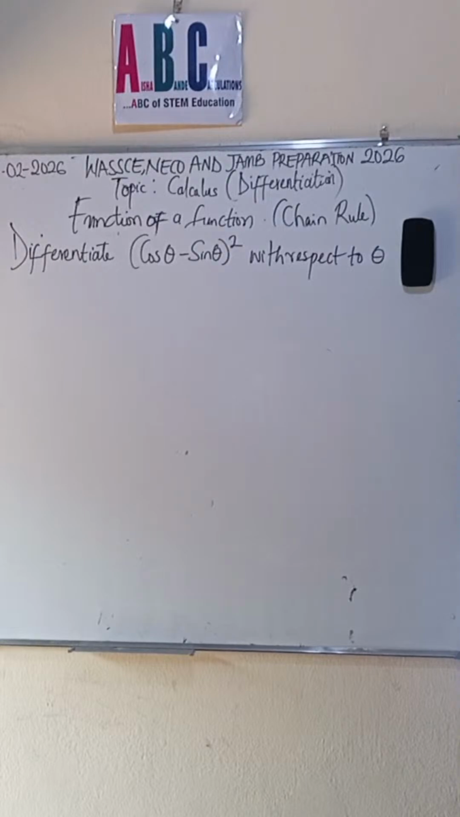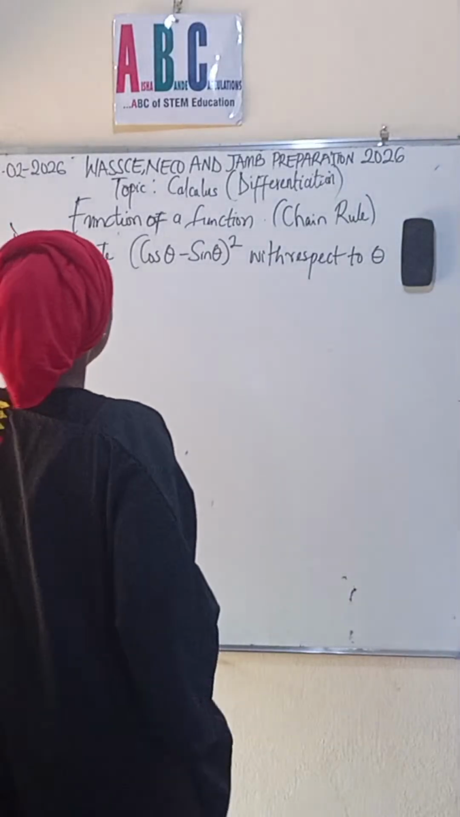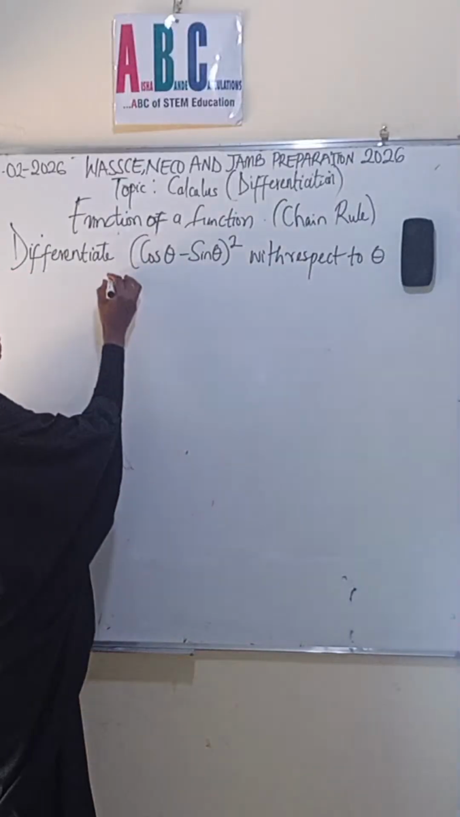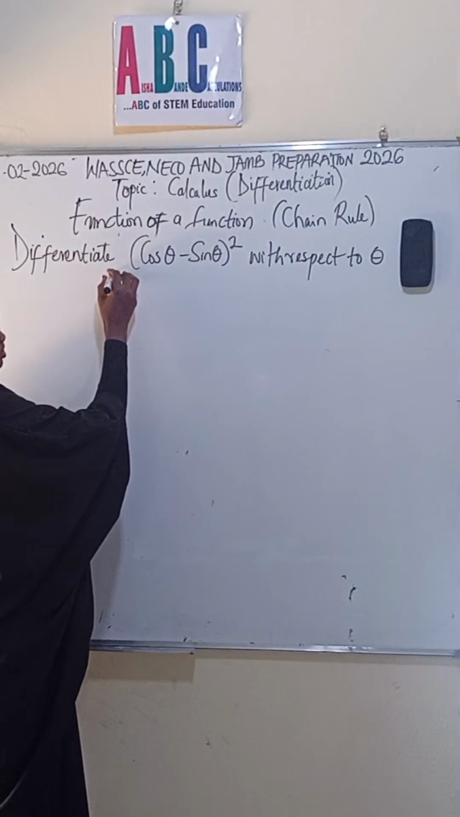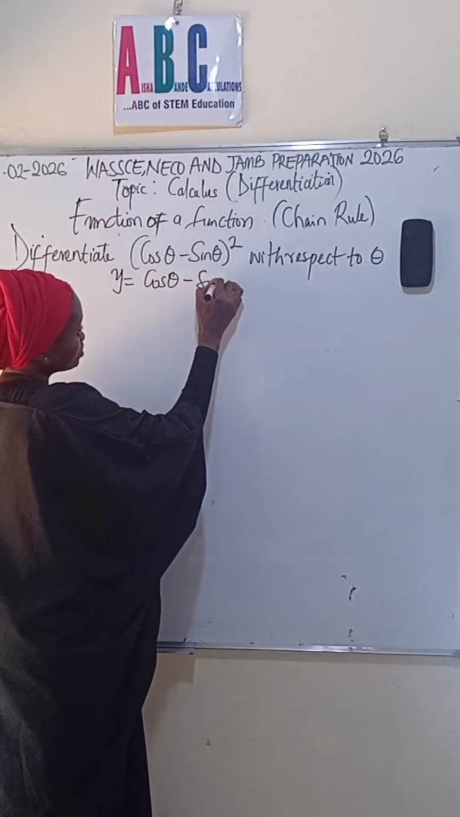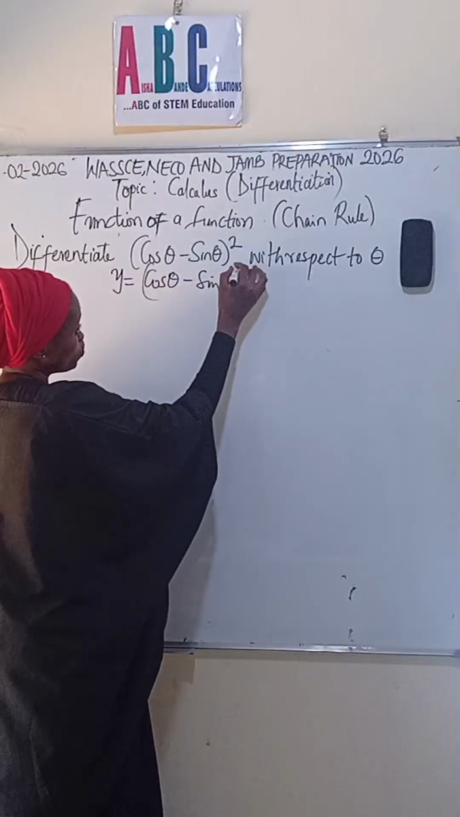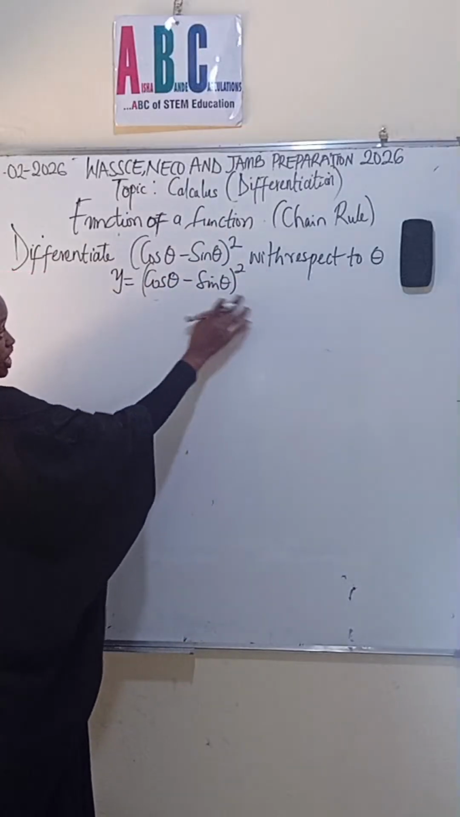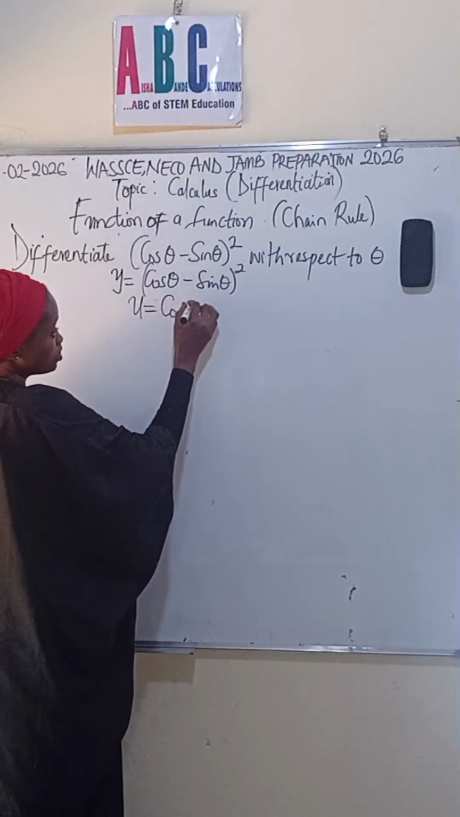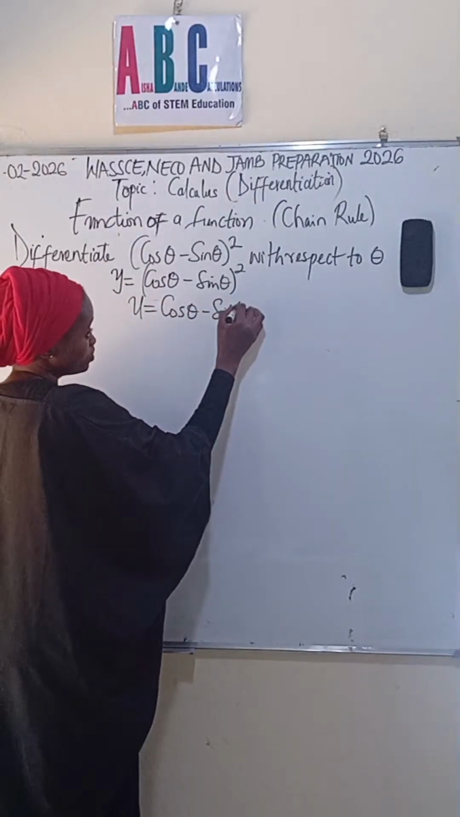Alright, let me solve this. Okay, I should just continue. We are to differentiate cos theta minus sin theta, all squared. So y is equal to what? Cos theta minus sin theta all squared. So let's pick what we have here in the brackets and make it u. So u is equal to what? Cos theta minus sin theta.